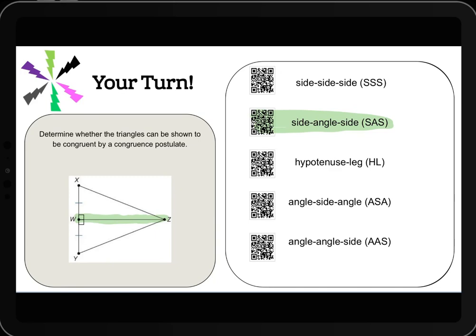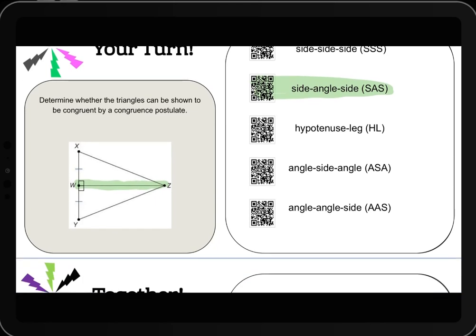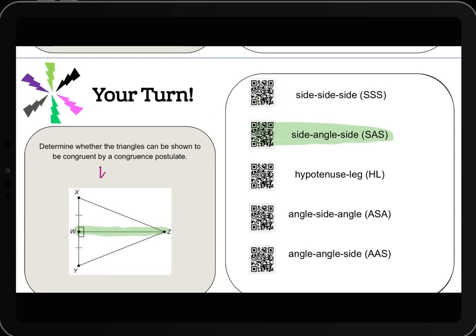It is in fact true that this is the side that is shared, so we can certainly state that WZ is congruent to itself, and we know why. We know and we understand that it's the same segment, so it has to be congruent to itself. Now, having said that, we have two triangles where we have a side and an angle and a side, an angle, and a side. So that's why side angle side ends up being the best justification in this case, not the hypotenuse leg.